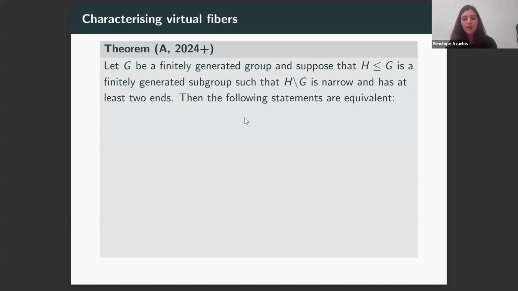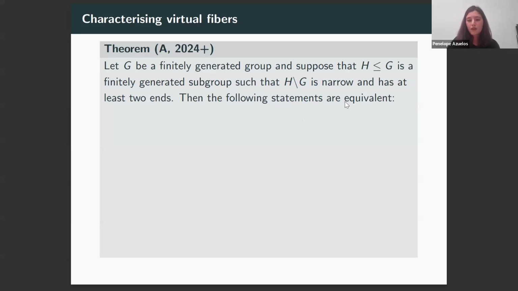This is the only condition where I don't really know if it's necessary. All of the others, I have examples that tell you if you get rid of them, then it doesn't work. The two-endedness, or at least two ends, I'm not sure. So if you have ideas, let me know. But I will say a bit more about why it's required, at least for the proof that I have, in a second.